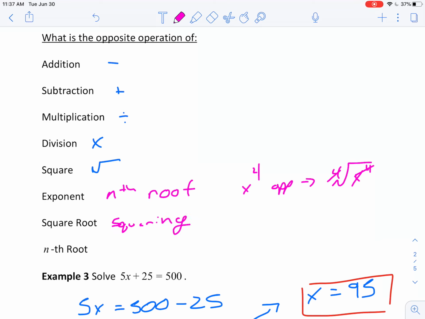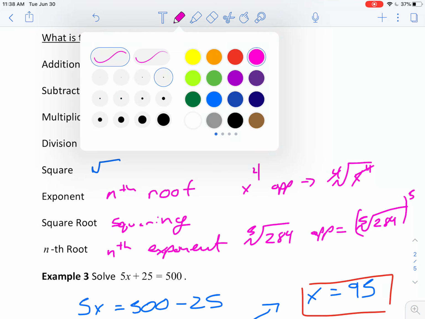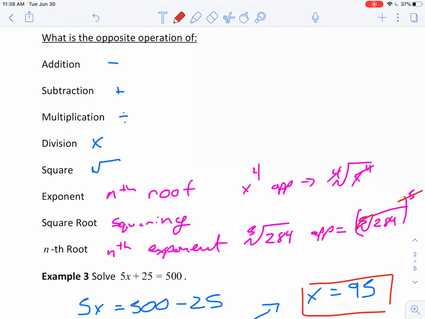And what is the opposite of the nth root? It's the nth exponent. Right? So if I have something such as the fifth root of 284, well, the opposite of that would be the fifth root of 284 all to the power of 5. That way, these can cancel out.